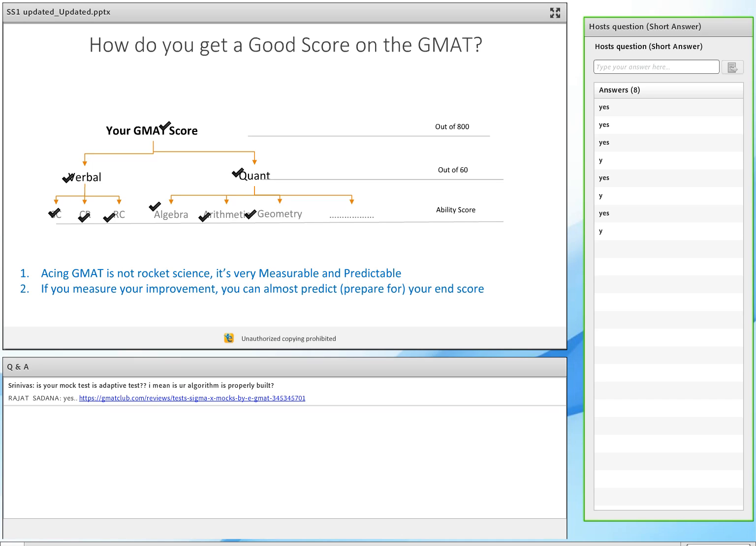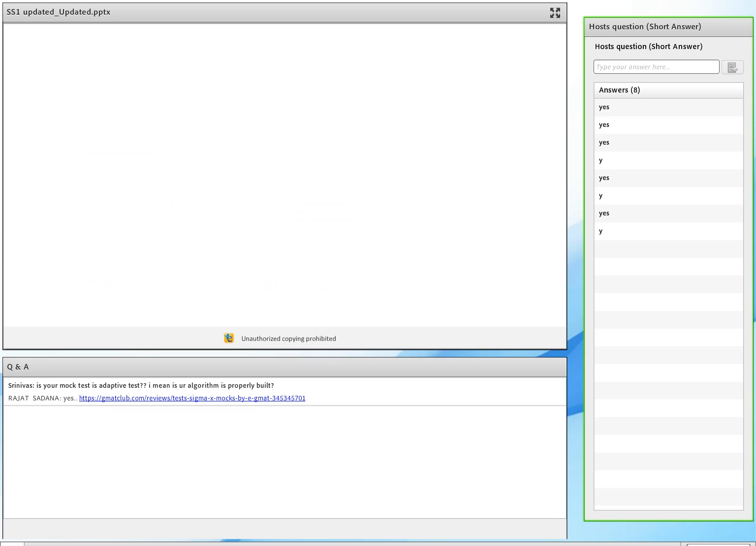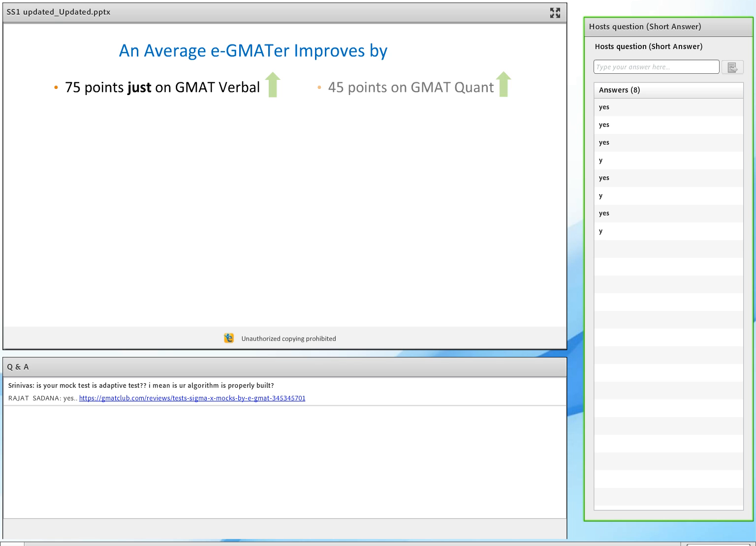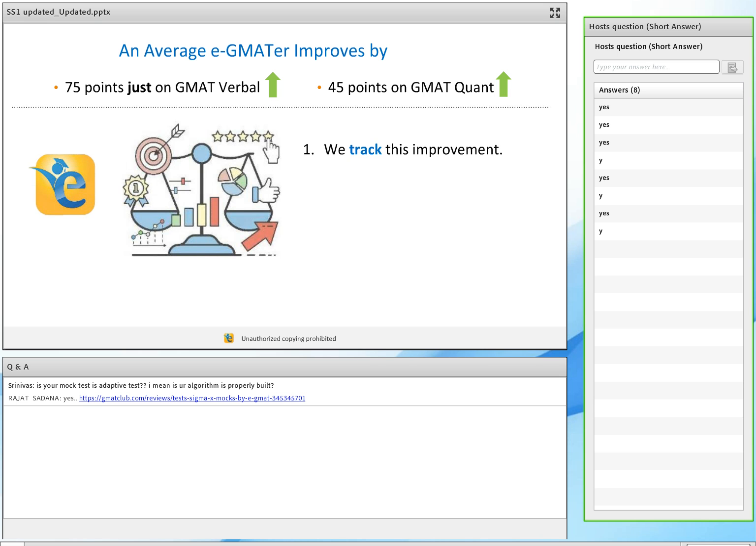Now, the key thing over here is that you need to be very systematic in learning. You need to be very systematic in measuring that improvement. And which is what we built. We've spent close to $5 million in R&D in building our technology. And because of this technology, we can track your improvement. An average e-GMATer actually improves by about 75 points on GMAT verbal and 45 points on GMAT quant. And we track this improvement. We give you tools to measure this improvement.